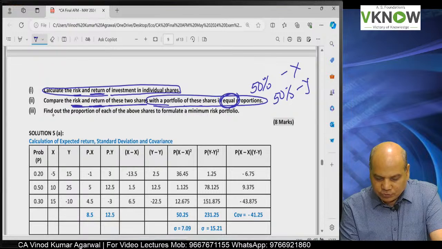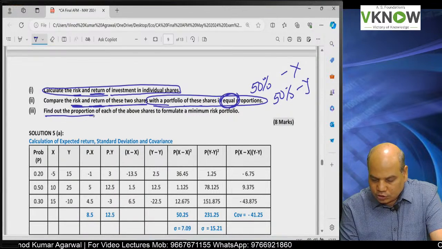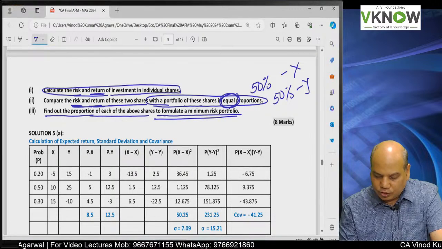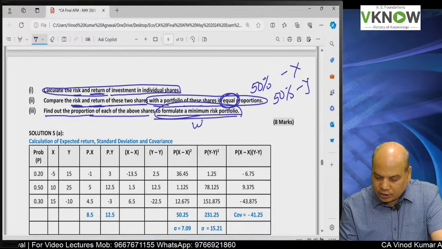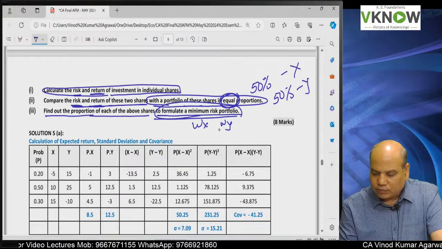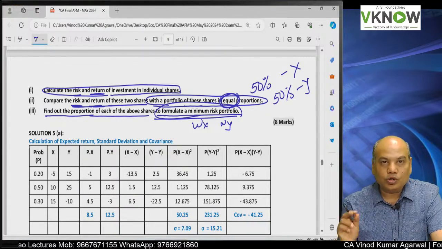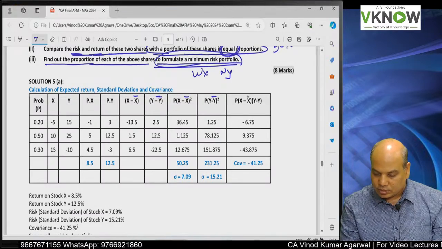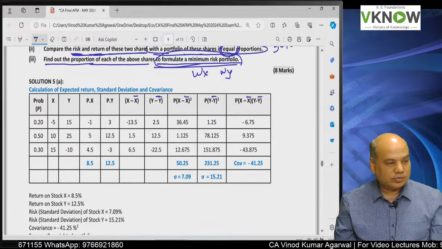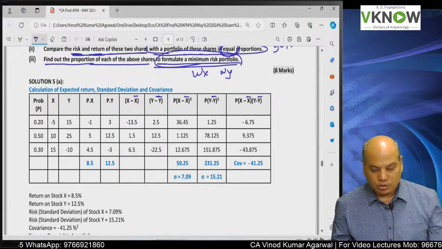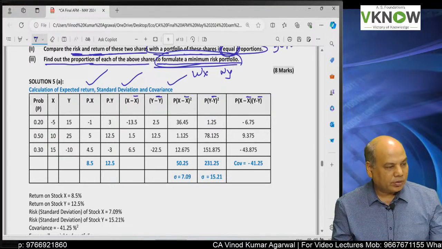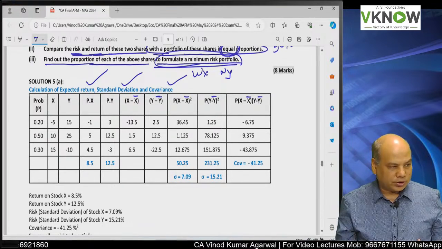And one more question, find out the proportion of each of the above shares to formulate a minimum risk portfolio. What should be the weight of X and what should be the weight of Y, so that you create a portfolio which will have the minimum risk. So first I will prepare a table. This table will be very, very useful for calculating expected return, standard deviation, covariance, which we will require for answering all the questions.